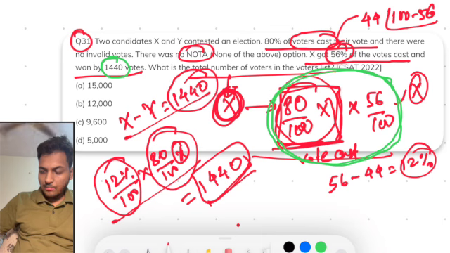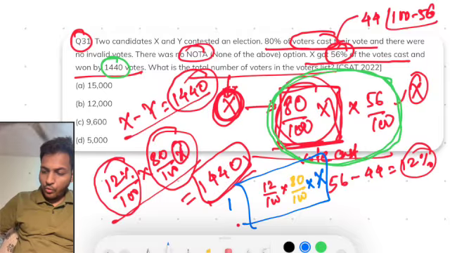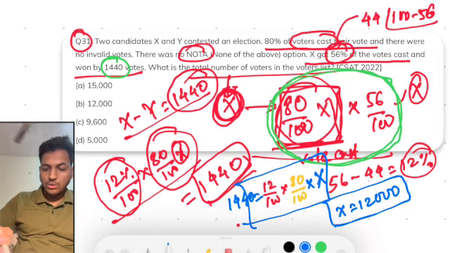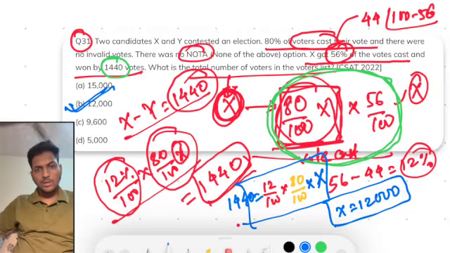Okay, now we can easily solve this question. That means 12 by 100 into 80 by 100 into X is equal to 1440. If you solve from here, you can easily get X equal to 12,000. I am not solving this, you can easily solve and see that X will be equal to 12,000. So this will be your answer.